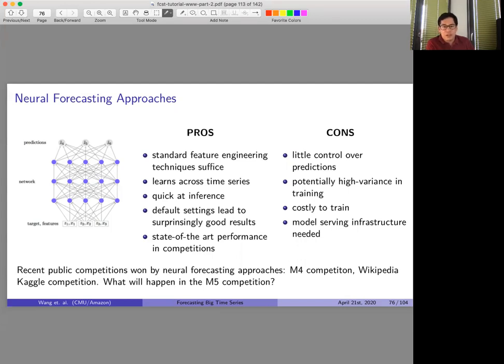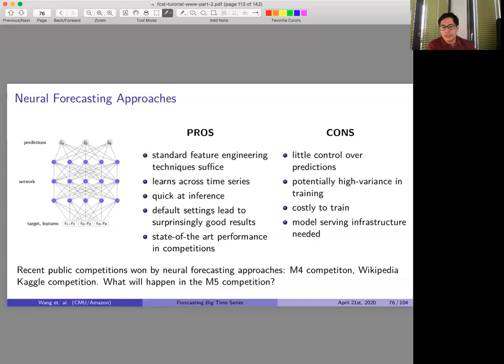So these are advantages. Some disadvantages are that naturally you're giving up control. You have a highly or over-parameterized method. What can happen is that you may face some high variance across different training runs. So you have to do some tricks like model averaging there. Yes, neural networks are still very costly to train. And because you have this explicit training step, in contrast to classical methods that are so quick in training that you can actually do training and prediction at the same time, you would need some additional infrastructure such as model serving infrastructure.